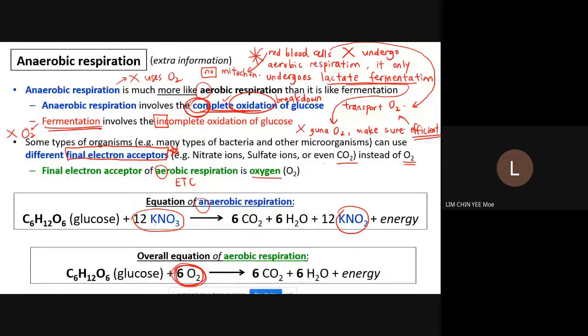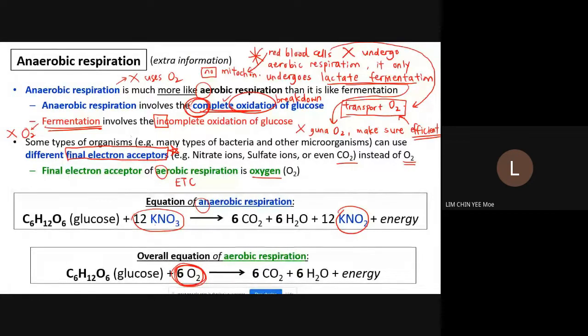Boleh faham? Boleh, Miss. Okay, right. So that's the reason why red blood cells dia hanya carry out lactate fermentation. Dia tak guna aerobic respiration to produce ATP so that dia tak akan guna oksigen yang dia transport. Ini one of the reasons. Another one is because dia memang tak ada mitochondria pun. So tak bolehlah carry out cellular respiration.